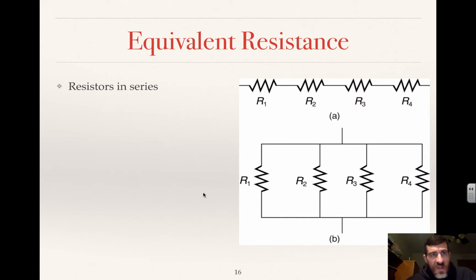27. So if you have resistors in series, remember series just means one after the other. So the top resistors here are in series. There's one after the other, after the other, after the other. So if you have resistors in series, the equivalent resistance is just the sum. So you just add up R1 plus R2 plus R3 plus R4 plus however many resistors you have in series.